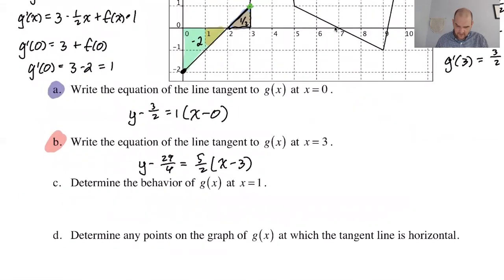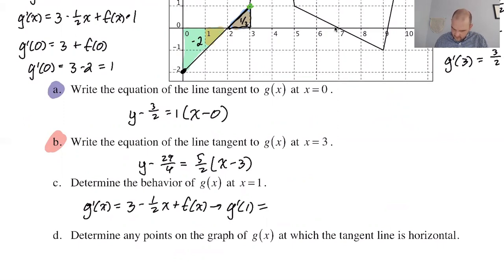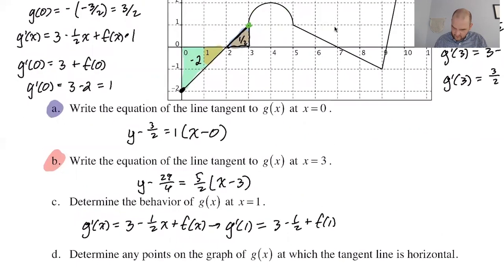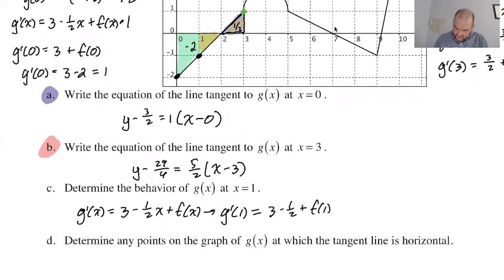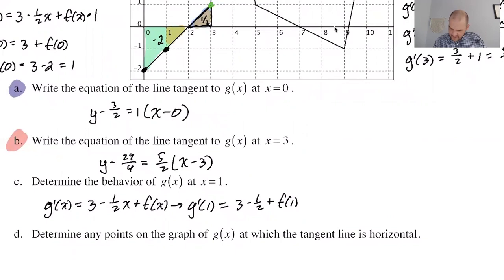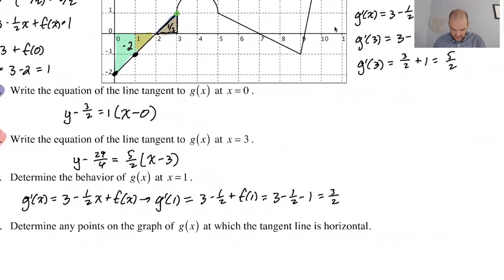So g prime, we've done twice. G prime of x is, I'm just copying, 3 minus 1/2 x plus f of x. So that means that g prime of 1 will be 3 minus 1/2 plus f of 1. And then f of 1 is negative 1, you can see on the graph. So it's 3 minus 1/2 minus 1. So 3 minus 3/2 is 6/2 minus 3/2 is 3/2, 1.5. It's actually easier to use decimals on that. Now I need g double prime.